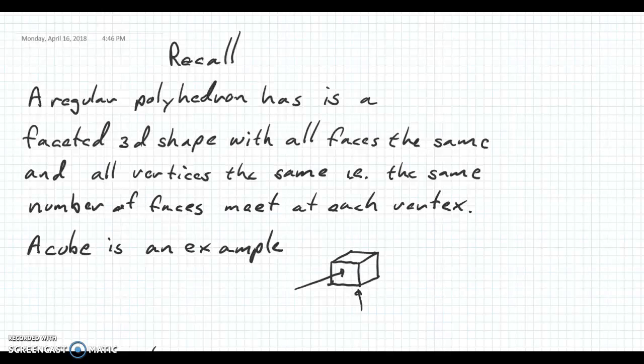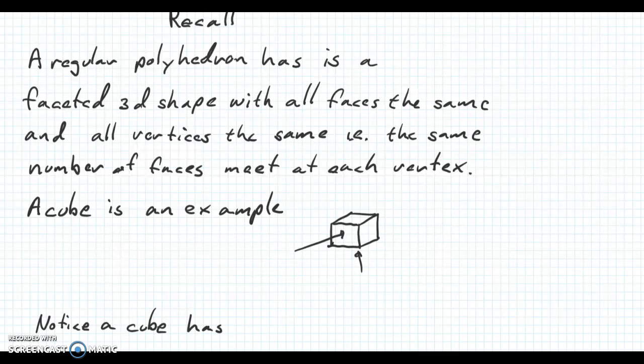So in this video I'm going to prove that there are exactly 5 regular polyhedrons. A regular polyhedron, you'll recall, is a faceted shape, so you can think of a 3D shape like a dice, with all faces the same and all vertices the same. So all faces have the same shape, and all the vertices are the same. Another way to think of it is each vertex looks the same if you look at it. So the same number of faces meet at each vertex, and each face has the same number of edges.